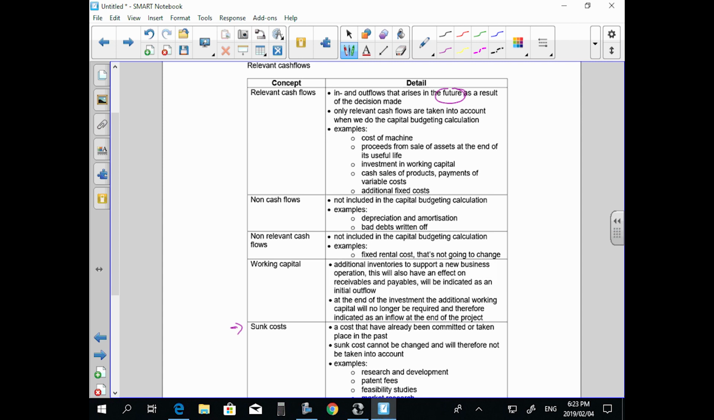The proceeds from the sale of the asset at the end of its useful life. You guys know at the end of 3 years, you normally will sell this because you no longer need this machine. Then the investment in working capital. So guys, this one I think people get a bit confused with. Working capital, who knows what that is?